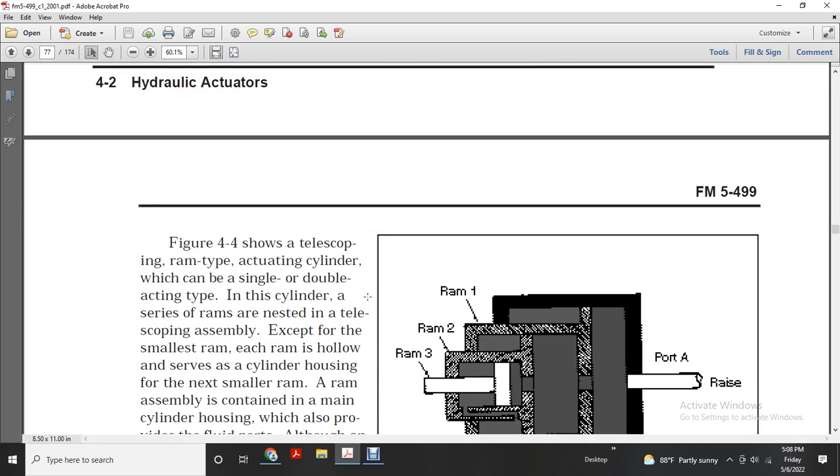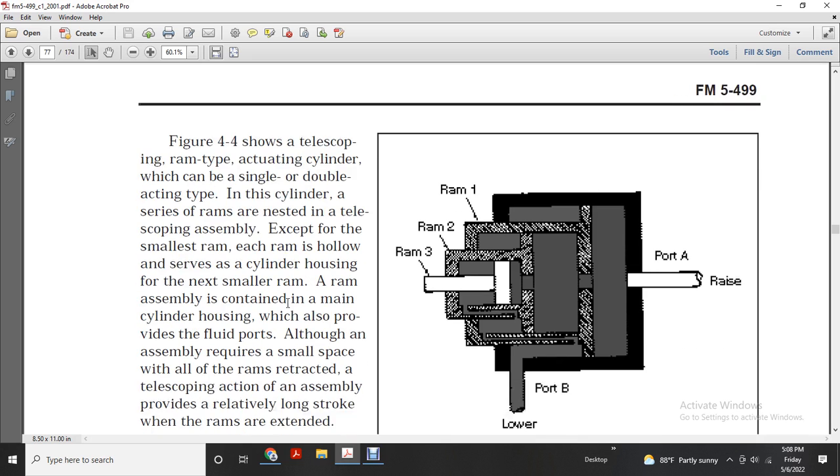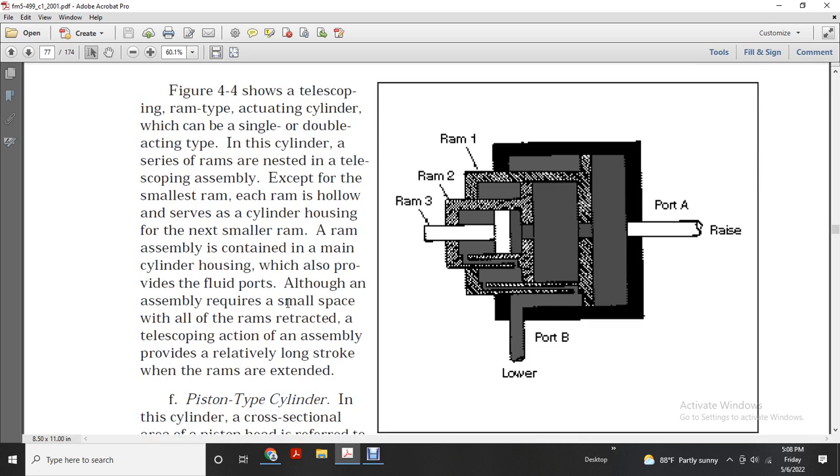Figure 4 shows the telescopic ram-type actuating cylinder, which can be single or double-acting. In this type of cylinder, the rams are nested within a telescoping assembly, except for the smallest ram. Each ram is hollow and serves as a cylinder housing for the next smaller ram. A ram assembly housing also provides fluid ports. The assembly requires little space with all the rams retracted. The telescoping action provides a relatively long stroke when the rams are extended.